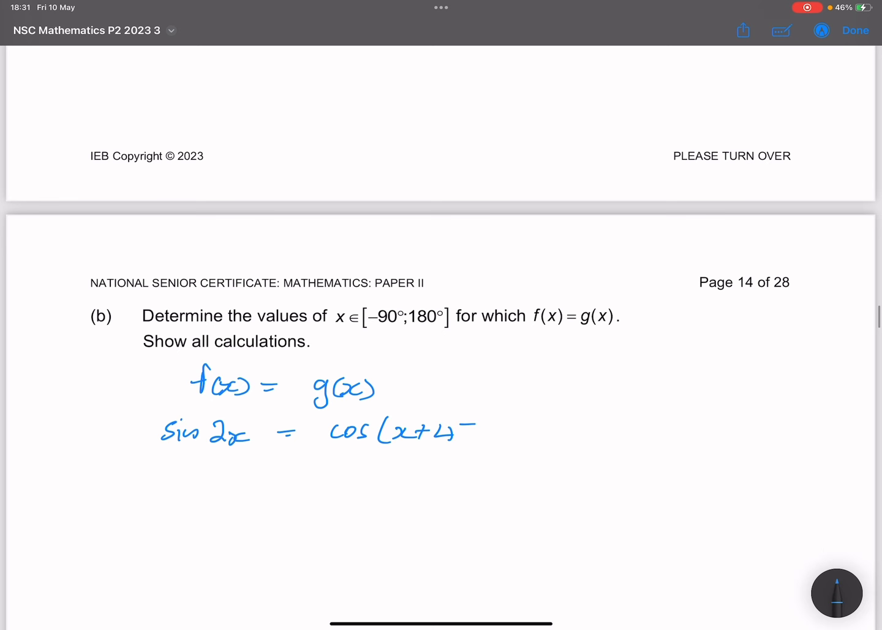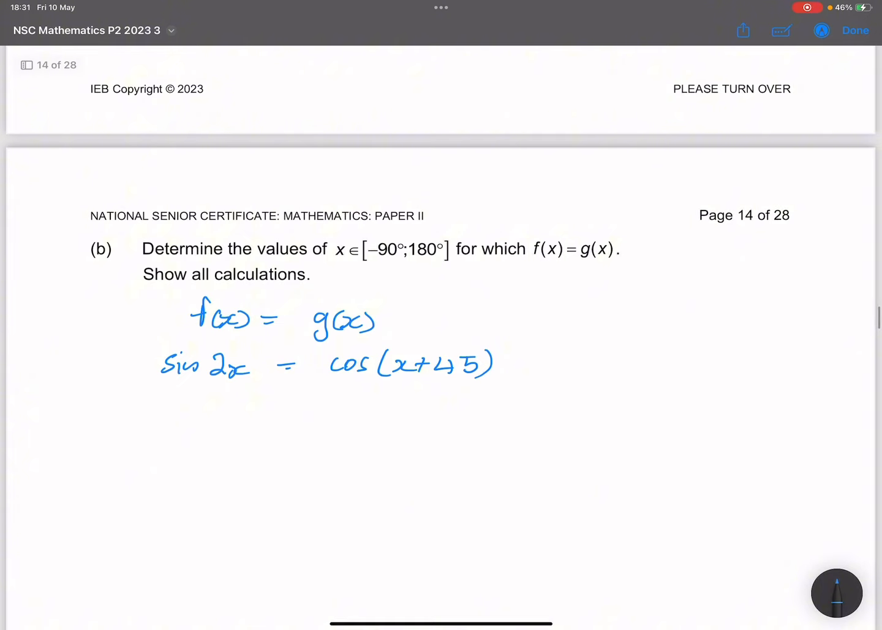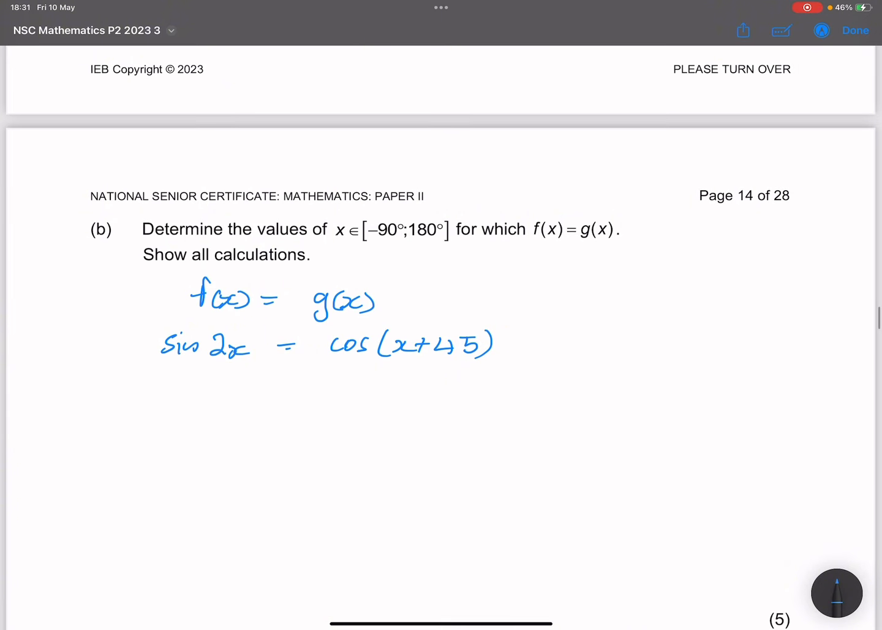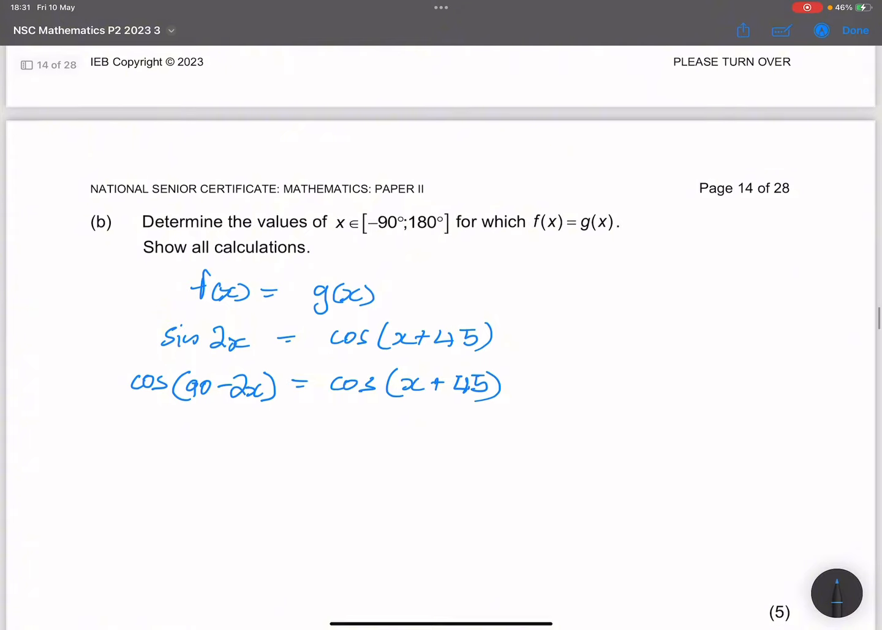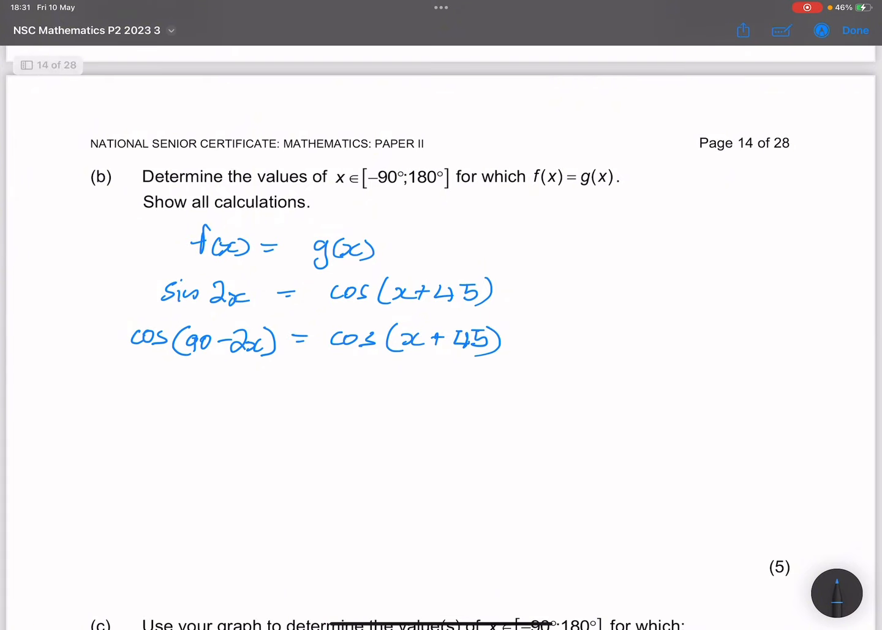Now, ladies and gents, I've got sine and cos on either side. So what I'm going to do is convert both of them to cos and cos. You remember that the cos of 90 minus 2x would be equal to the sine of 2x. So I've changed nothing about that. So that's x plus 45. Now, we've got the same trig ratio on either side, which means our angles are equal.